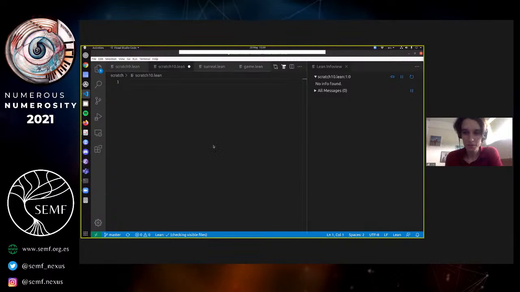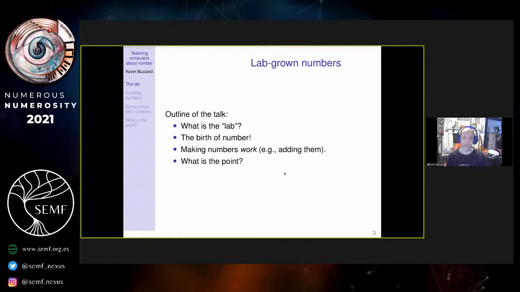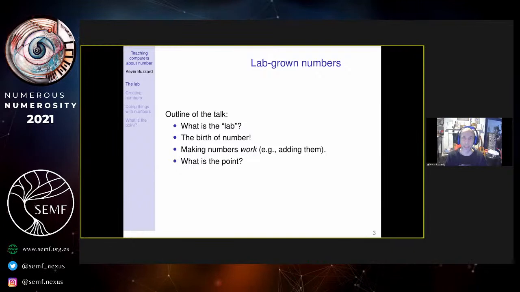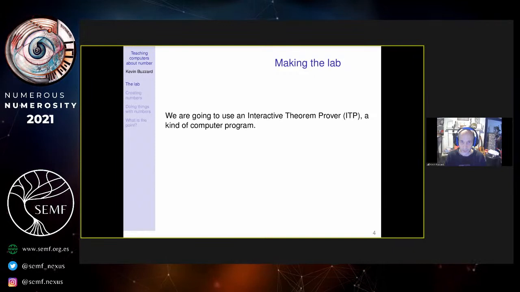the slides. Look, I'll show you. There we go. Those were the things I was saying: what's the lab, the birth of number and making numbers work, and then what's the point? I said all those things, but that was what you should have been seeing. And now here's my announcement that we're going to use an interactive theorem prover. So you can see the words "making the lab", we're going to use an interactive theorem prover. Yes. Wonderful. So let's go.